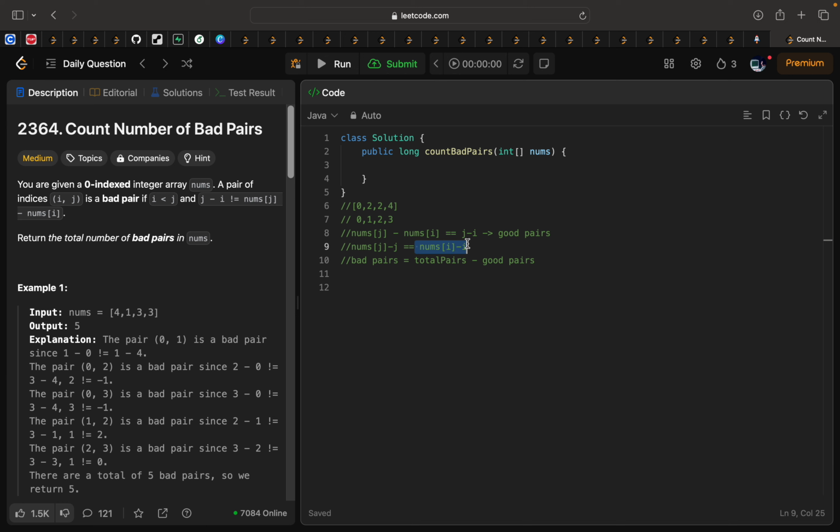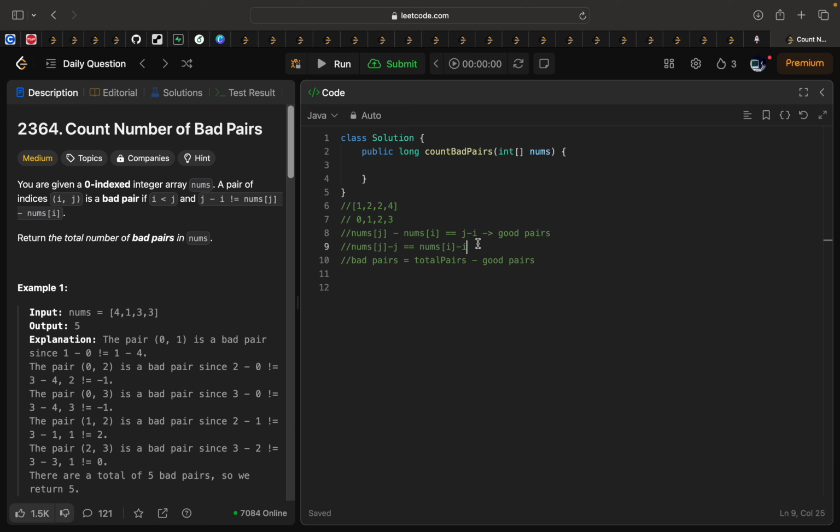Okay, for example, if we want this particular pair to be a good pair with this pair, the difference is 1, so to make the difference 1 with its index we can put a 1 here, so now this becomes 1 minus 0, 1, so this will also become a good pair with this pair.